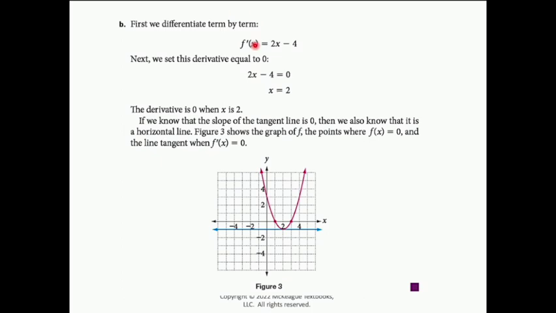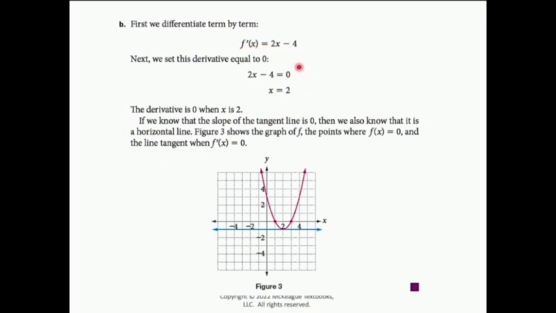Now for the second part, we need to find the derivative and then set it equal to 0. So when we take the derivative using the power rule and we look at each term separately, we're going to get 2x minus 4. And now we're going to take that derivative because part B says find the value of x that makes the derivative 0. Now we're going to set that equal to 0. And when we solve that for x, we're going to get x is equal to 2.